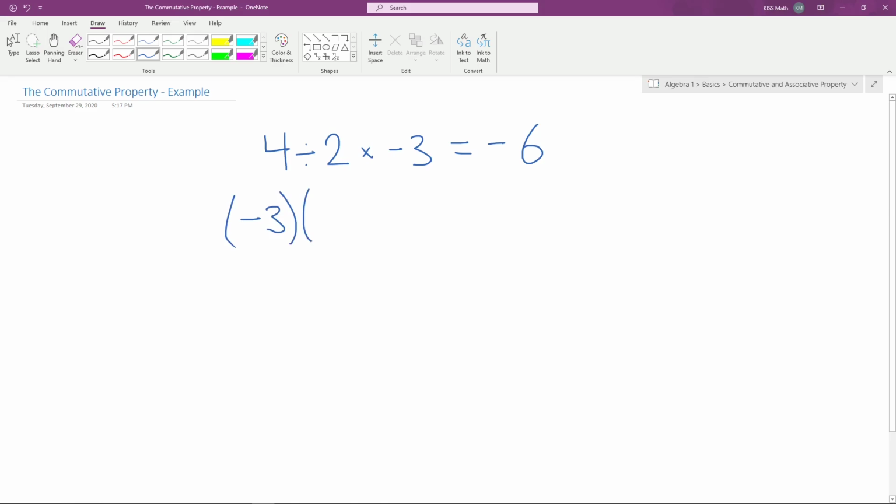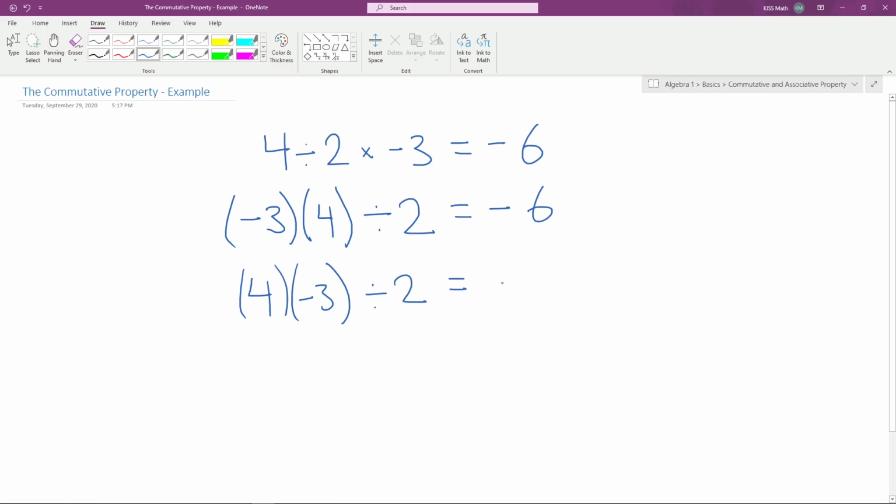and multiply it by this 4 and then divide by 2. That would get me -12 divided by 2, which is -6. I could also move this -3 to the middle. If I do 4 times the -3 divided by 2, that would also give me -6.